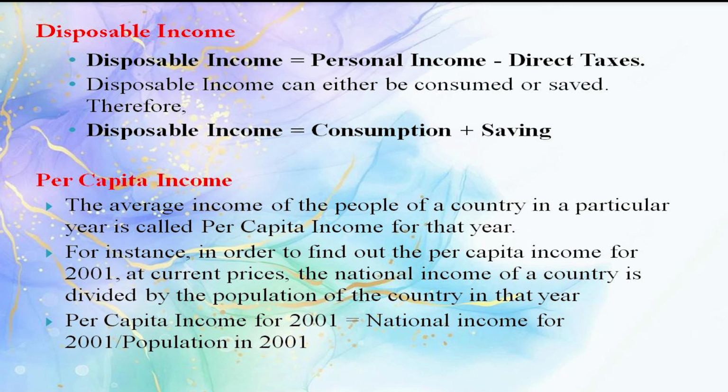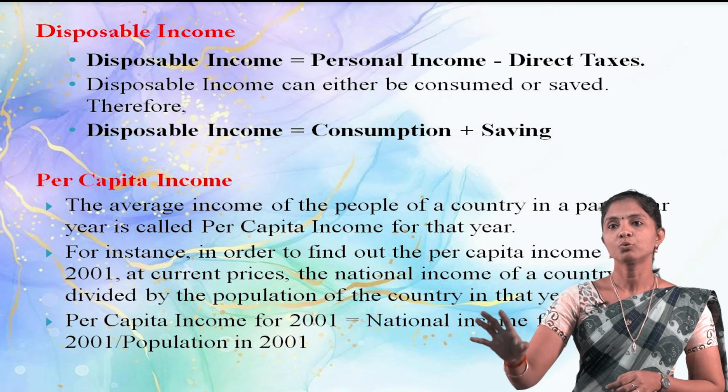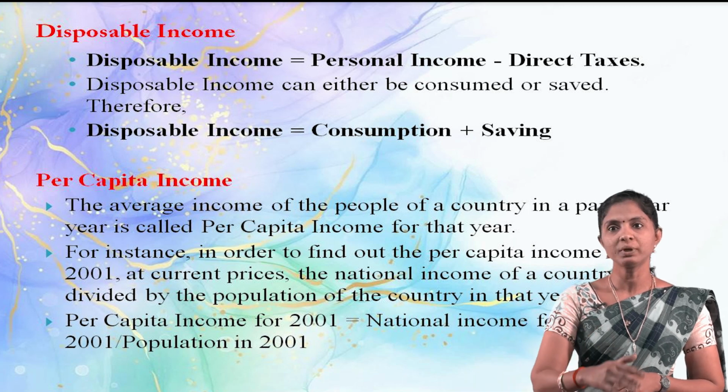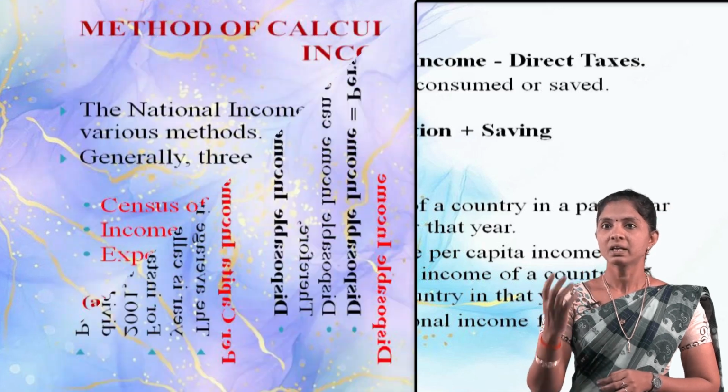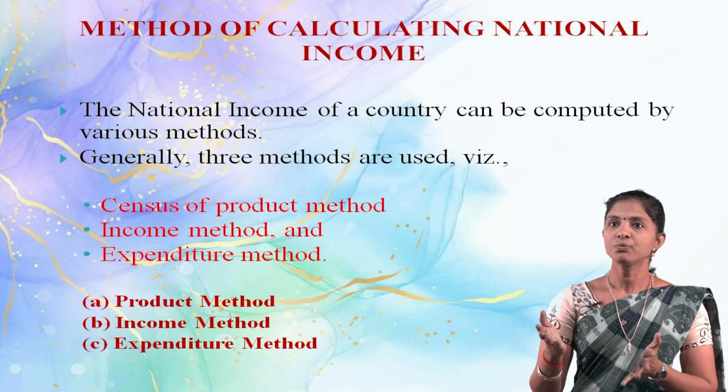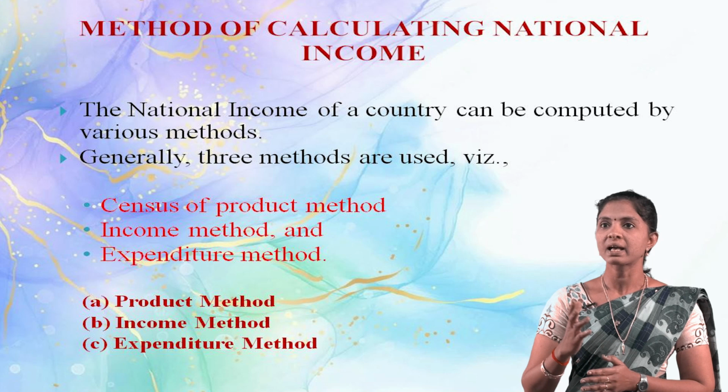The per capita income for 2001 is equal to national income for 2001 divided by population in 2001. So in this way you have to calculate the per capita income. Then next one, what are the different methods of calculating national income?